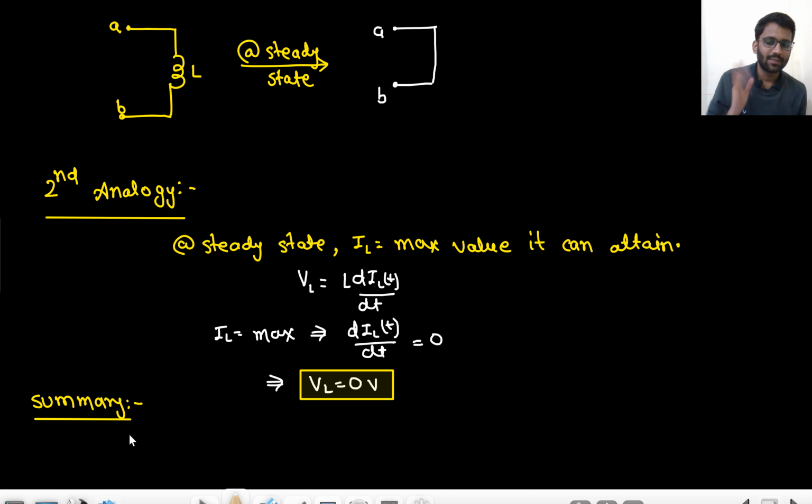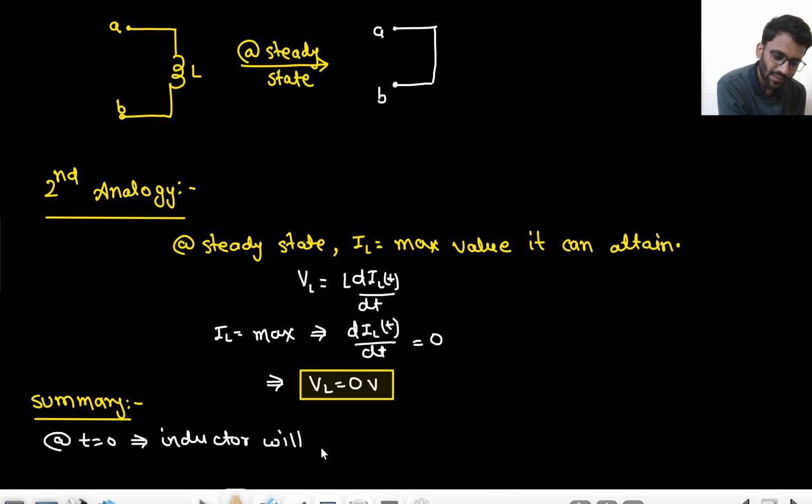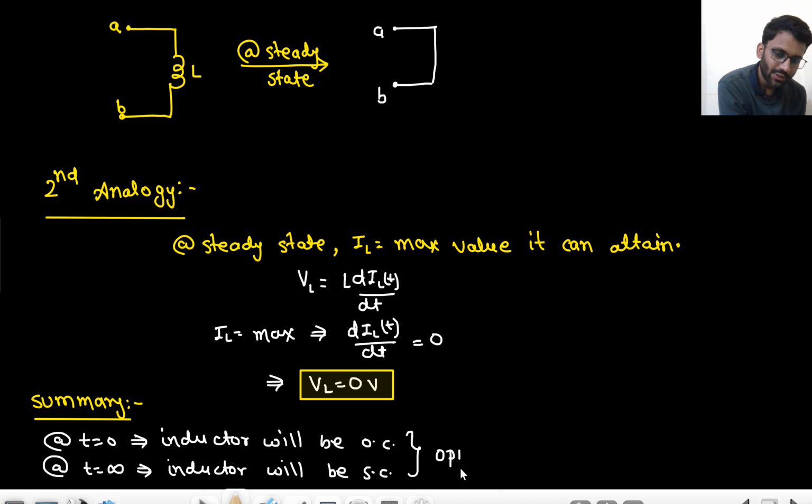So, in summary, at t equals 0, the inductor will be open circuited. At t equals infinity, the inductor will be shorted. It is opposite to that of the capacitor, right? Opposite to that of the capacitor.